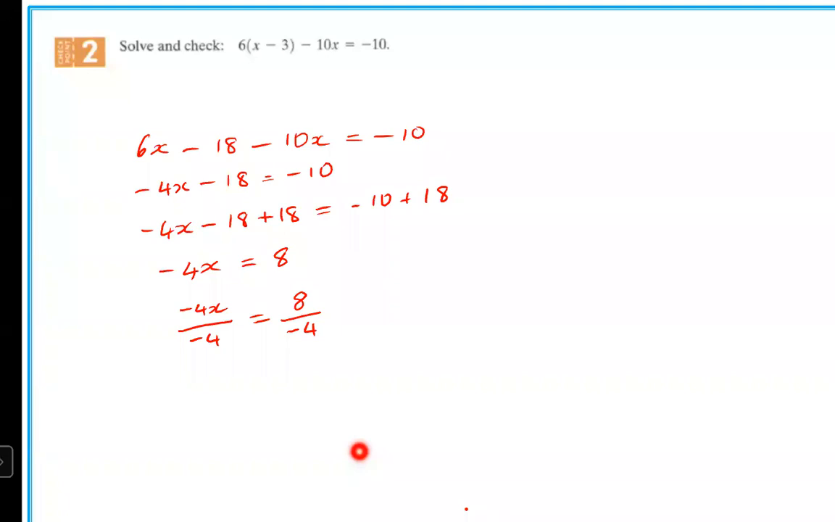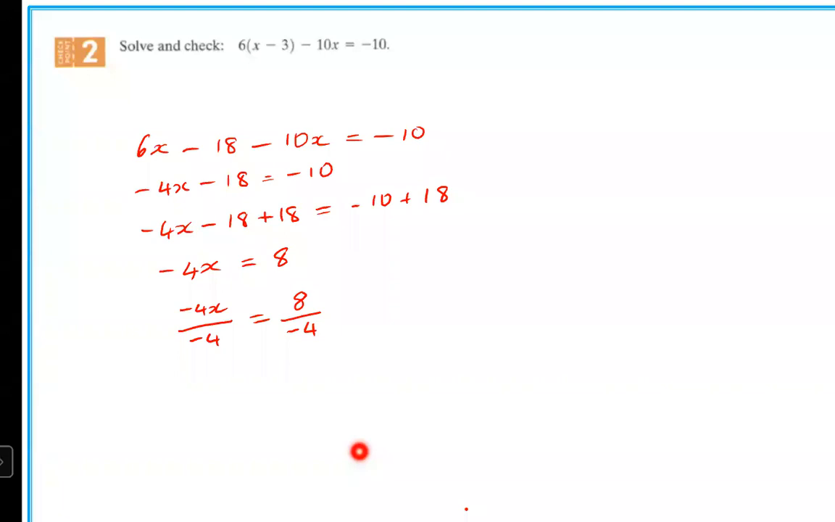Okay. So to keep the equality of the equation, whatever you do to one side, you have to do to the other. So if you divide by -4 here, you have to divide by -4 on this side. Okay, so once you do that now, what's the next step? Okay, so then it'll be, would it be -2x?